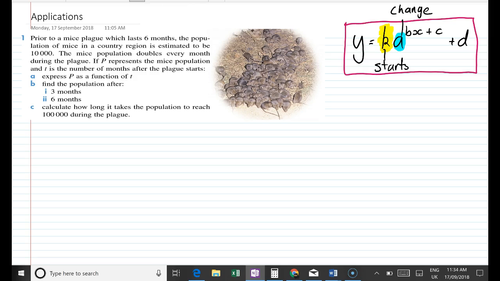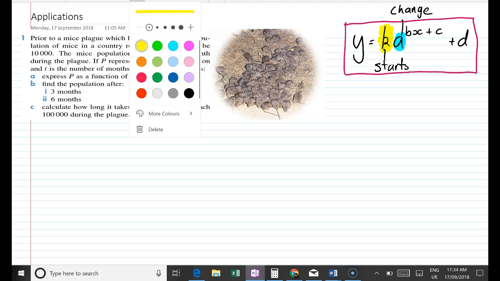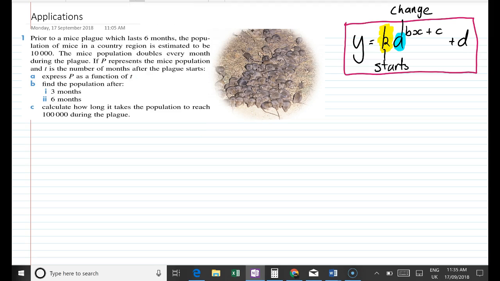Okay, reading this question, it states that prior to a mice plague which lasts 6 months, the population of mice in a country is estimated to be 10,000. The mice population doubles every month during the plague. If P represents the mice population and T represents the number of months from the plague's start, express P as a function of T. What that means is write an equation where you put in T and it gives you P.